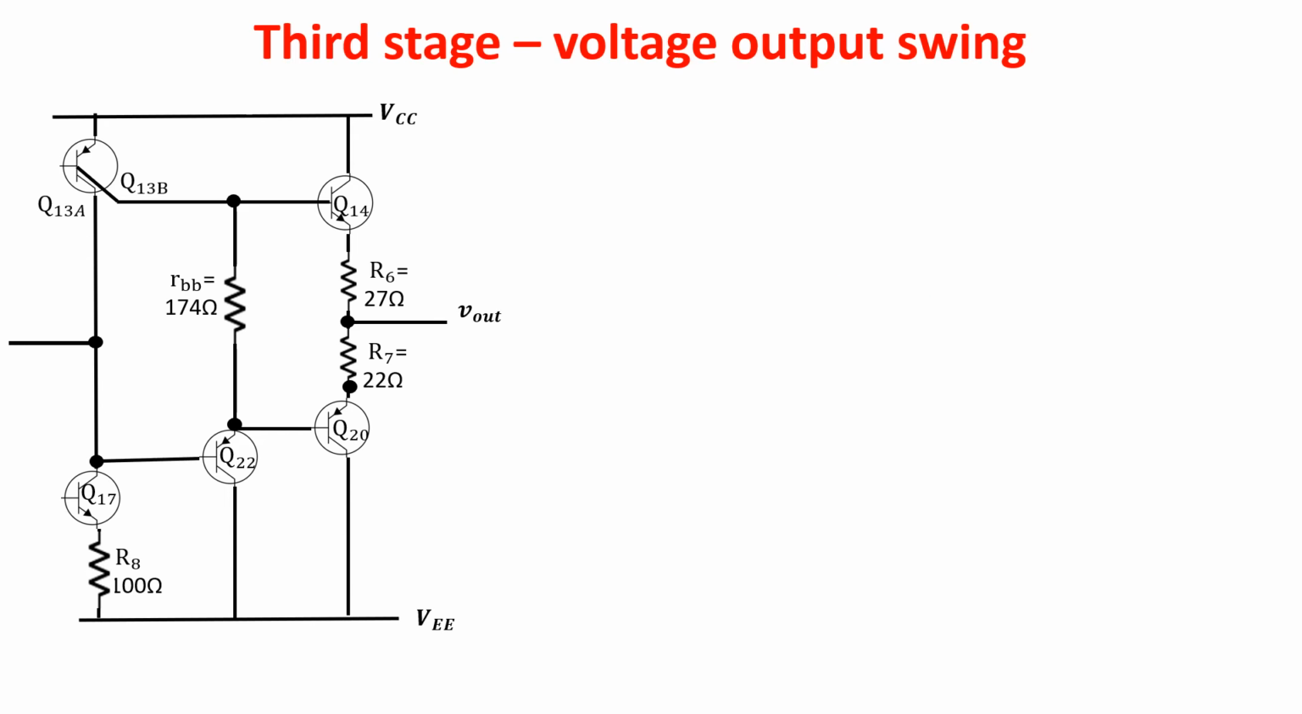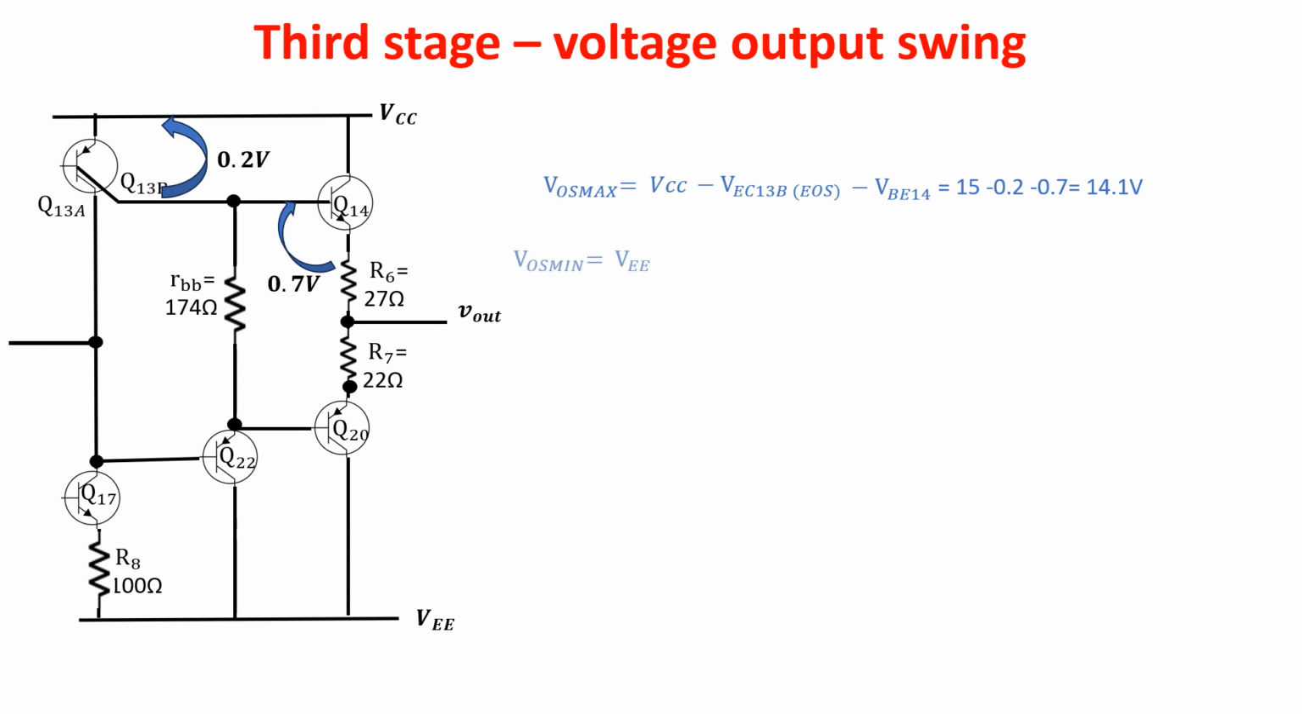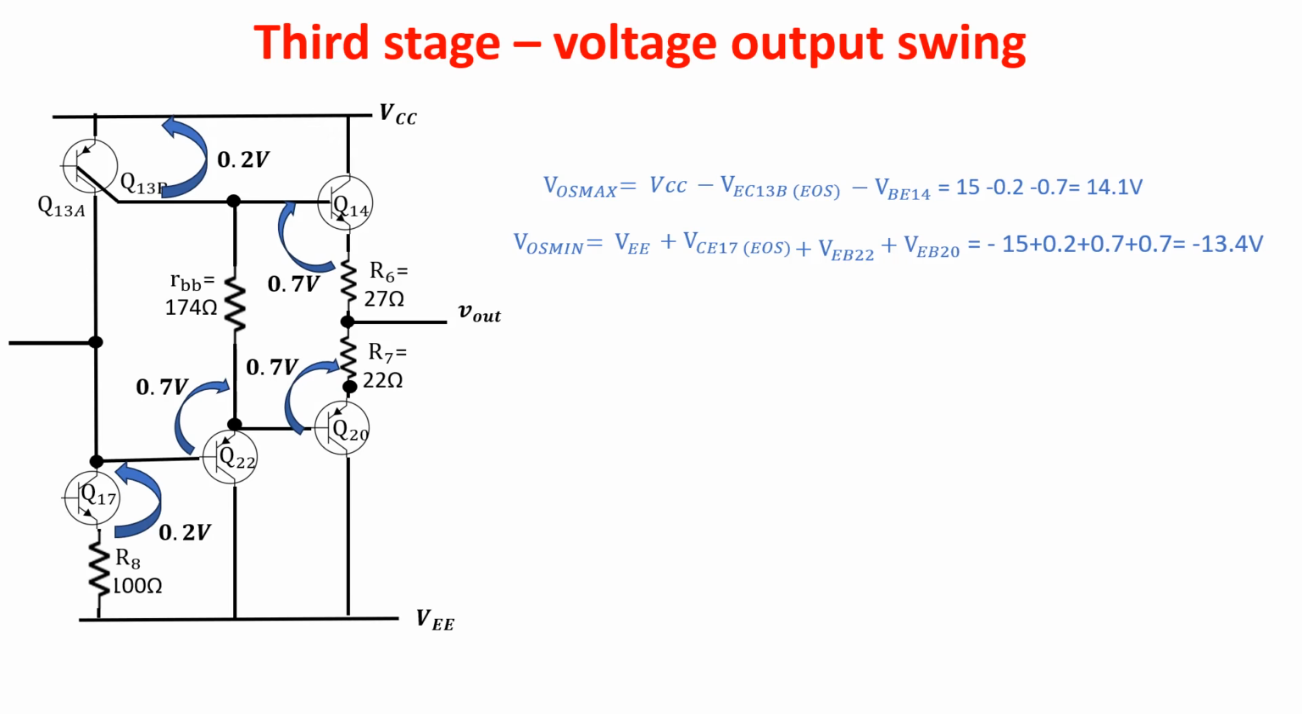The output voltage swing is the range of values of the output in which the circuit keeps working properly, so with all the BJTs in forward active region or on the edge of the saturation region. The upper value is limited by Q13b, so the upper limit is VCC minus VEC13b, which is on the edge of the saturation region, minus VBE14. The lower value is limited by Q17, so the lower limit is VEE plus VCE17 plus VEB22 plus VEB20, so the output swing is between negative 13.4 volts and 14.1 volts.